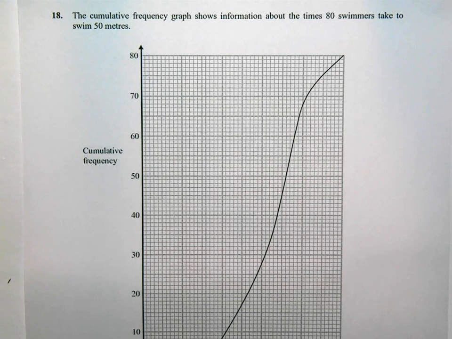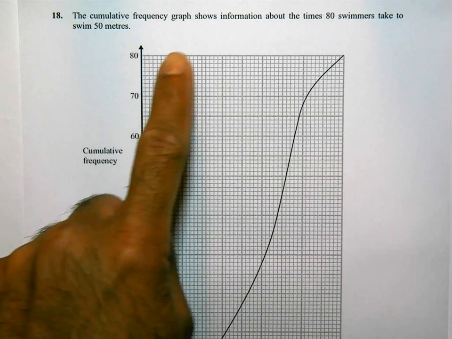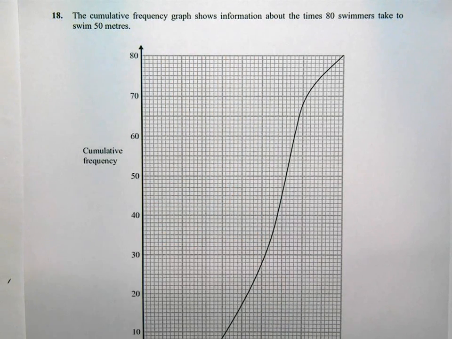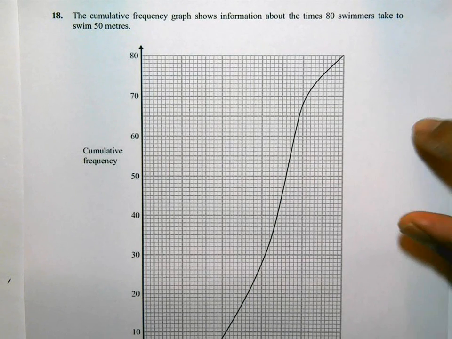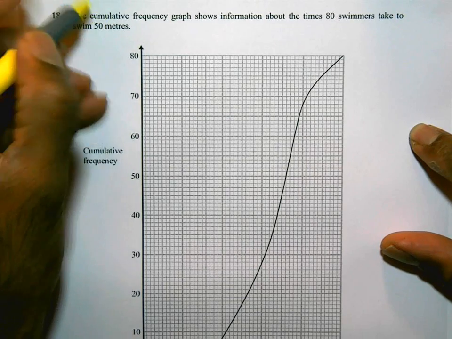This is question number 18 on the November 2013 higher non-calculator paper. Straight away, as soon as you glance at this question, you should realize that it is a cumulative frequency question. Looking at the question, it says the cumulative frequency graph shows information about the times 80 swimmers take to swim 50 meters.